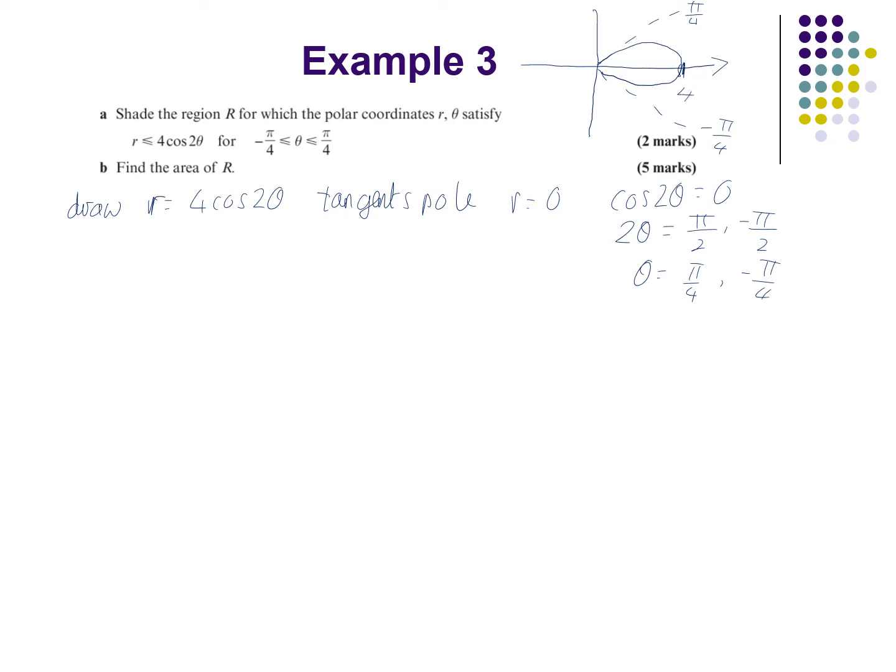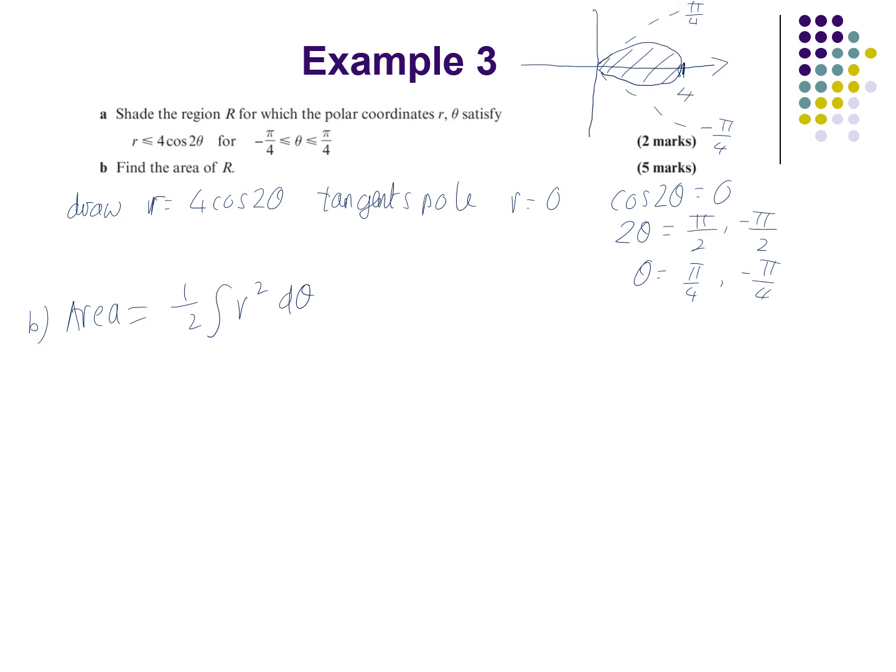Now it says shade the region for which r is less than that curve. R is less than that curve is going to be inside my curve, so it's going to be inside my petal there. Okay, right, good. So now on to part B. Part B is find the area. So let's write our area formula. Half integral r squared d theta.